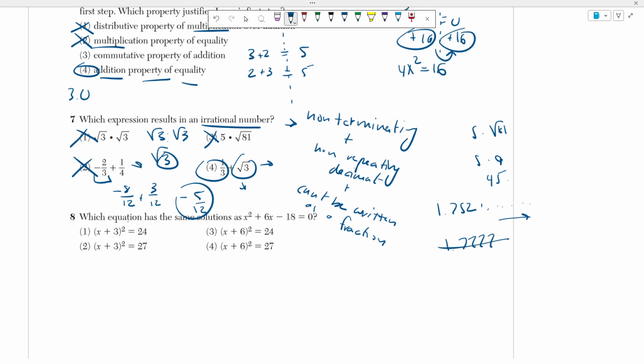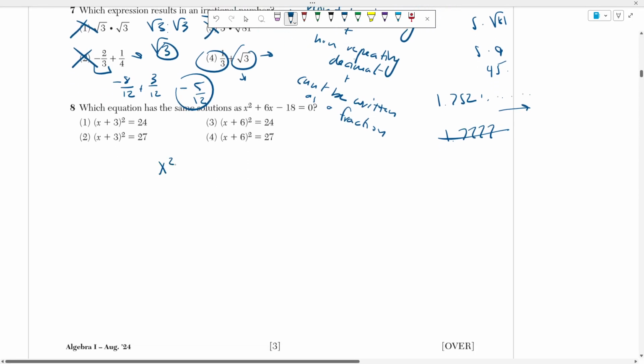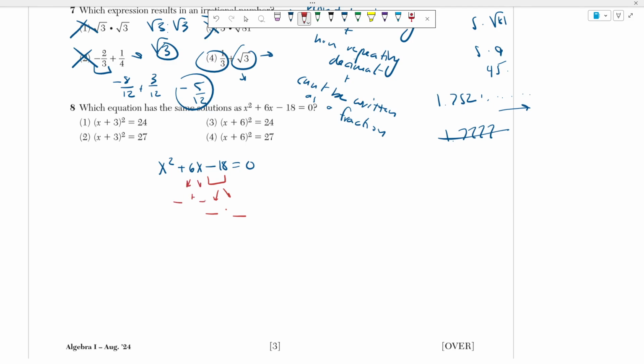Number 8 asks us which equation has the same solution as x squared plus 6x minus 18 is equal to 0. So as you can see here, they have some value in parentheses, which kind of tells us that we need to factor. But if you look closely at this negative 18, I cannot factor it because there's no number that multiplies into negative 18 but adds into 6. It just doesn't exist. So because that number doesn't exist, we need to make up our own number. We need to find a number and replace this 18 with a number that does multiply into itself and add up to 6. So the way we do that is by completing the square.